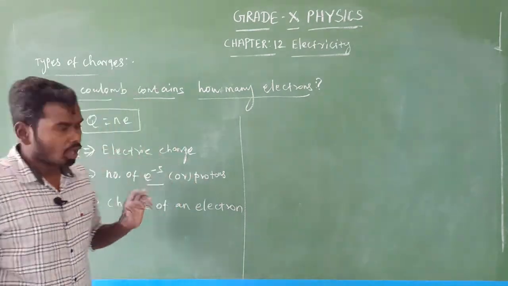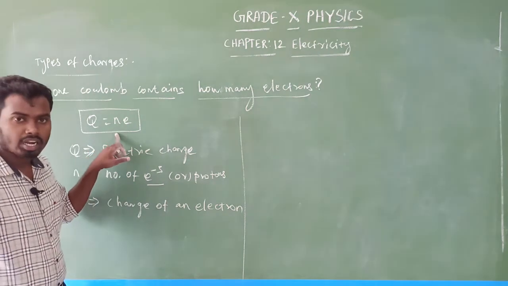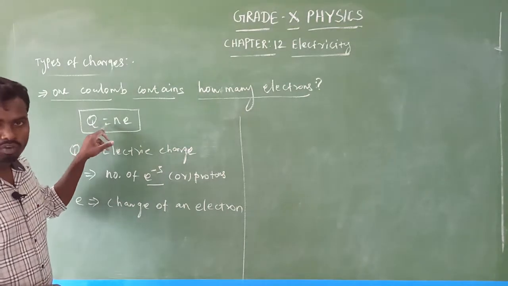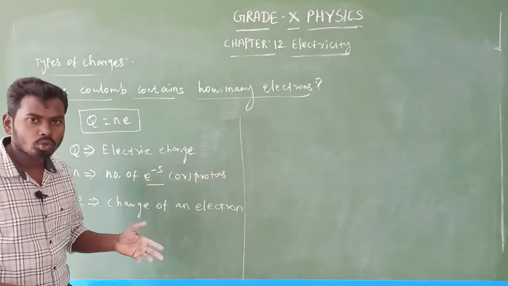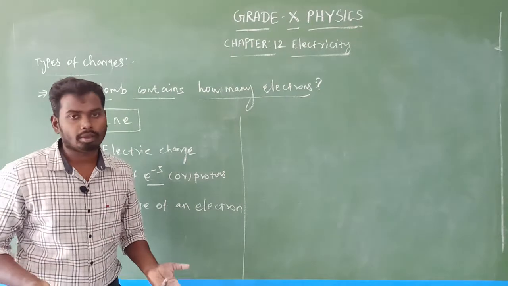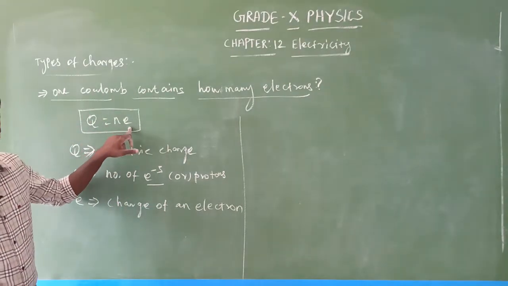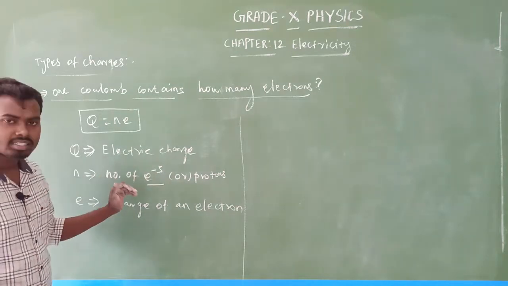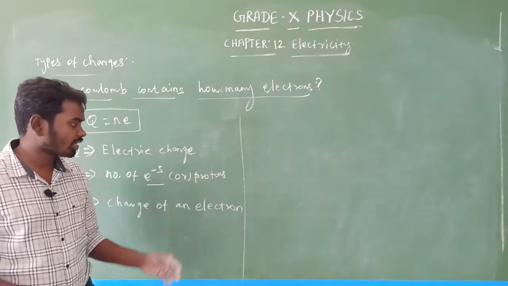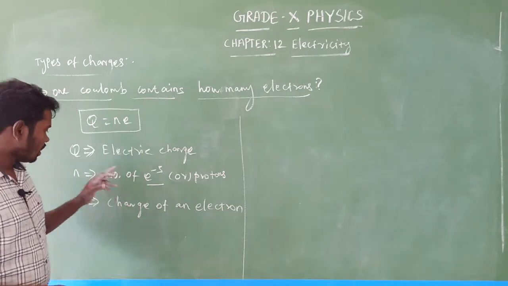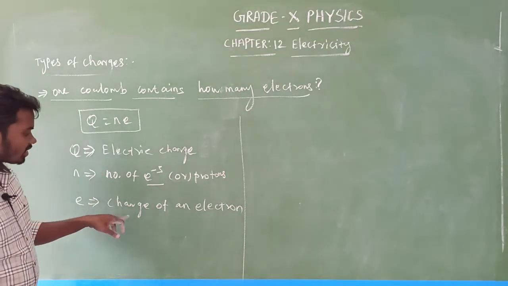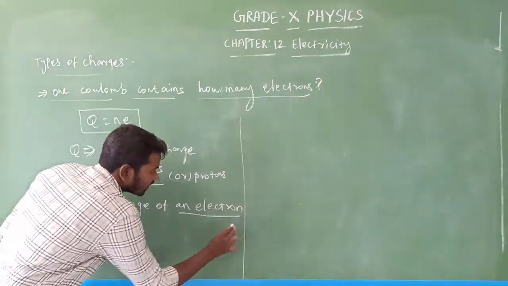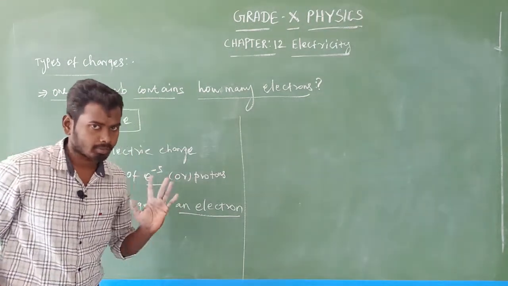1 coulomb. So we can find out how many electrons constitute 1 coulomb by this formula: Q equals Ne. There is no way you just memorize that. What is Q? Q means electric charge. Then what is N? N is the number of electrons present in the object. Next one, E. E means the charge of an electron, one electron.